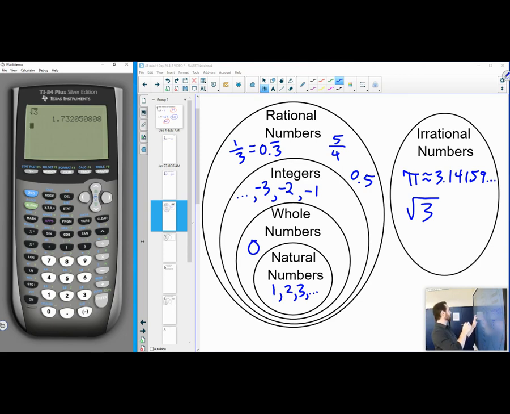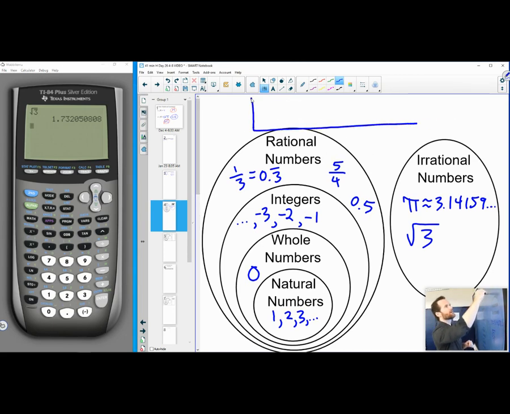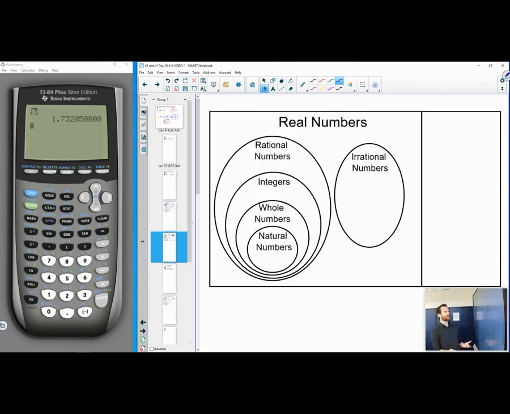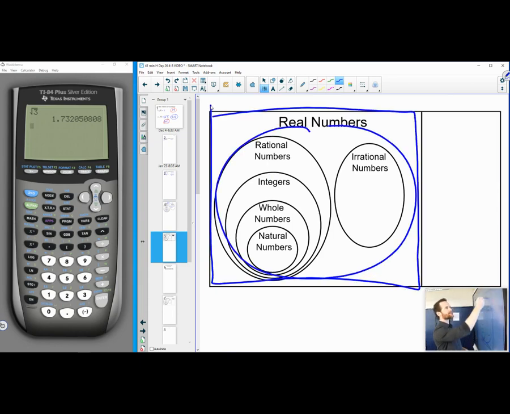But actually, all of these numbers are another type of number. There's one name that covers all of these types of numbers, and it's reals. These are all real numbers. So we can also organize it like this. We have this box representing real numbers, and all of the other ones we just talked about are subsets of real numbers. They're different types of numbers, but they're still real numbers.